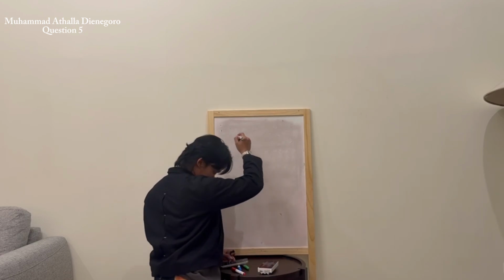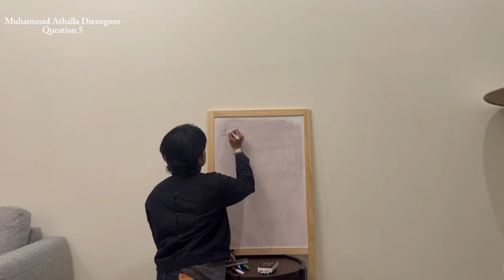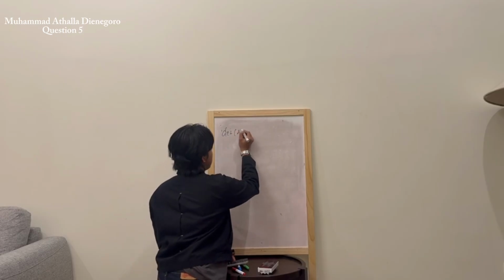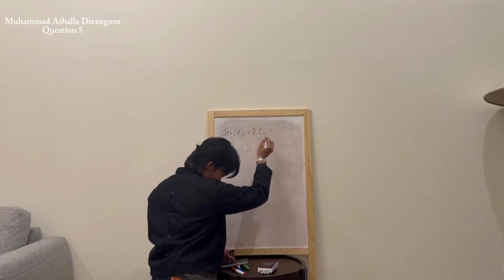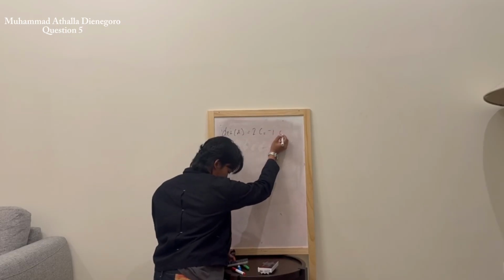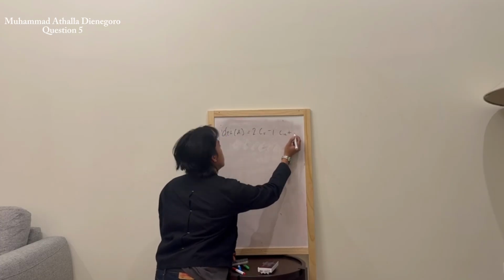First of all, I will call the factor C11. Then A equals 2 times C11 minus 1 times C12 plus 1 times C13.